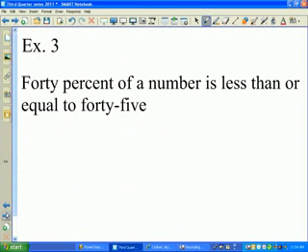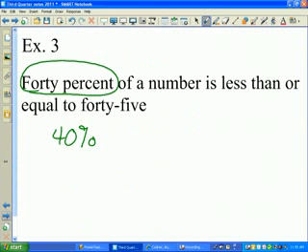For example number 3, 40% of a number is less than or equal to 45. So you're probably saying to yourself, 40%? How am I going to write that? So instead of writing it as 40 with the percent sign, you can actually write it as a decimal, which is 0.40 or 4/10, because you don't really need the 0.